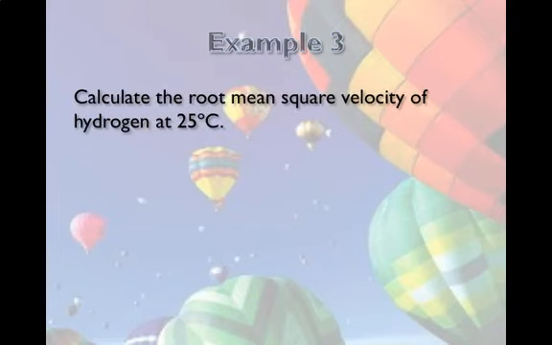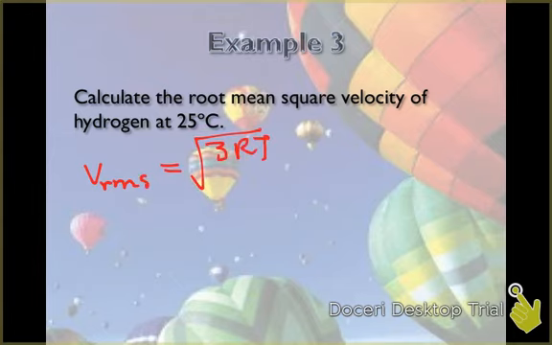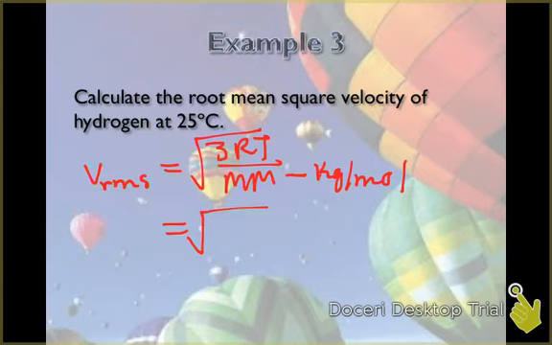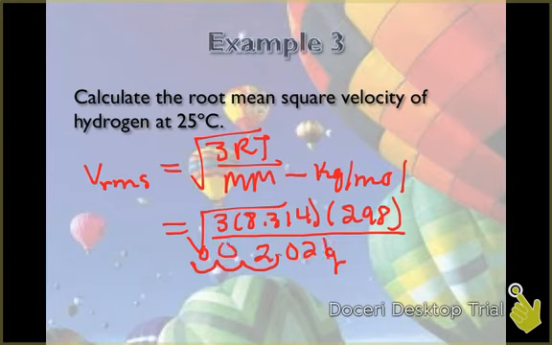All right, so let's do the next example, example 3. It says calculate the root mean square velocity of hydrogen at 25 degrees Celsius. We're going to do the exact same thing. So our velocity is going to equal the square root of 3RT divided by our molar mass, again, in kilograms per mole. So 3 times our R of 8.314 times our temperature, which is 298, except this time our molar mass is going to be much smaller, and it is going to be 2.02 grams, but in order to convert that to kilograms, we have to move the decimal 3 times.